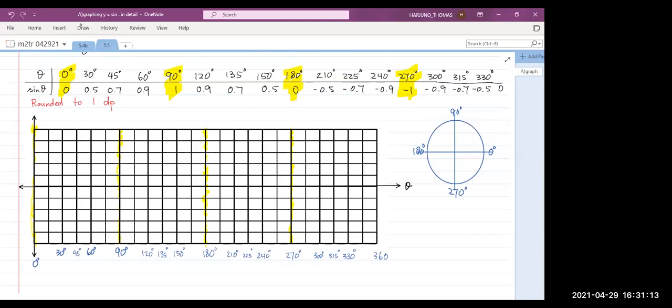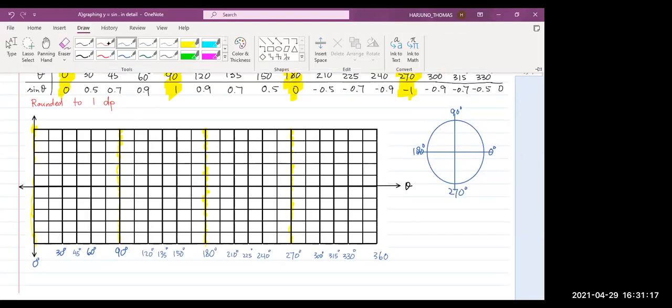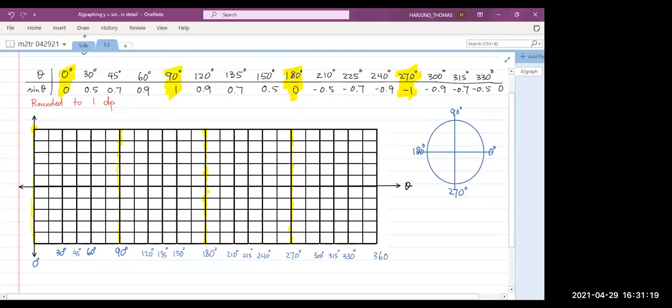Now I space my y-axis in a way that the maximum is +1 and the minimum is -1. Now you see that from the x-axis, which is y equals 0, to y equals 1, there are 5 units, right? It means each of them represents 0.2.